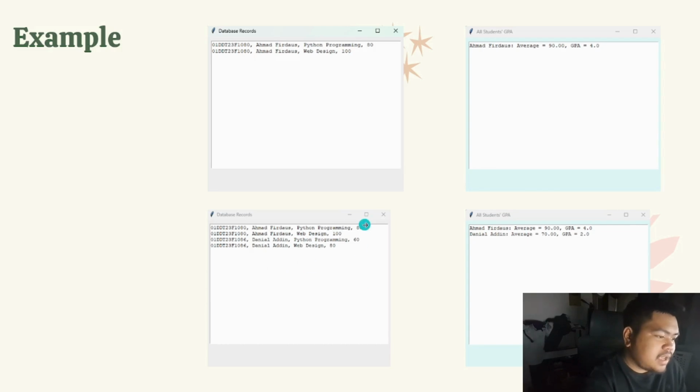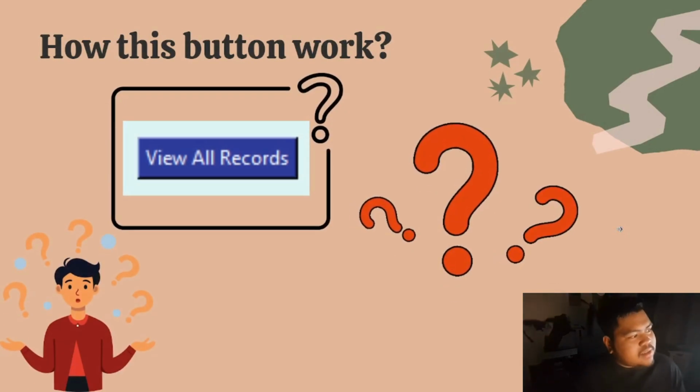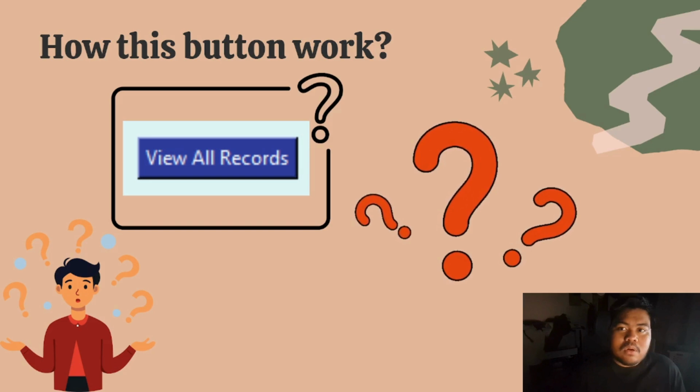Let's see the second example here. Here we have two students, and the second student got 60 for Python programming, and for web design they got 80. So the average grade that he gets is 70, and then his GPA will be 2.0. Alright, let's move on to the next thing that we will cover. We will view all records.